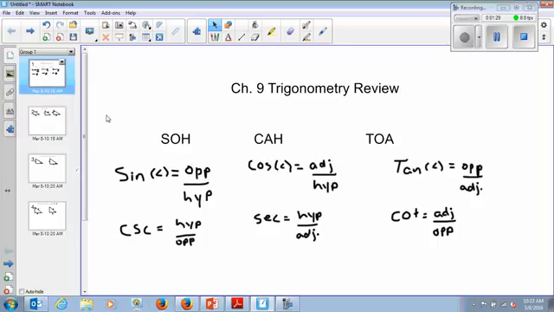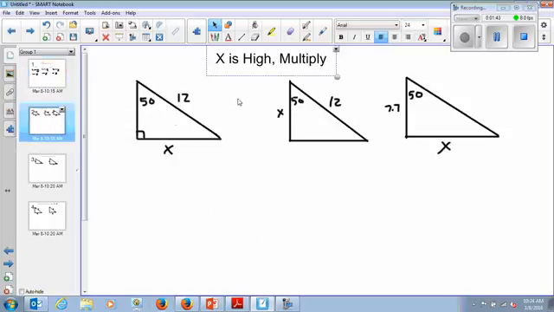But really, this is the stuff that I'm concerned with you knowing, is that SOHCAHTOA part, that sine, cosine, and tangent, which we use to solve trigonometry problems. But just have this written down just for reference. So let's look at some examples here.